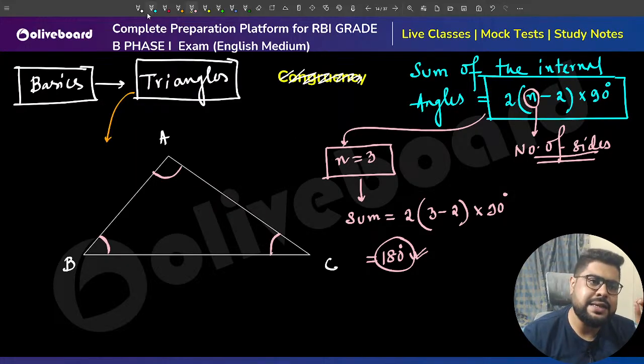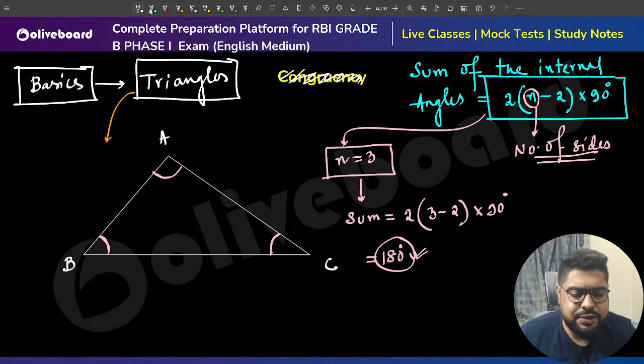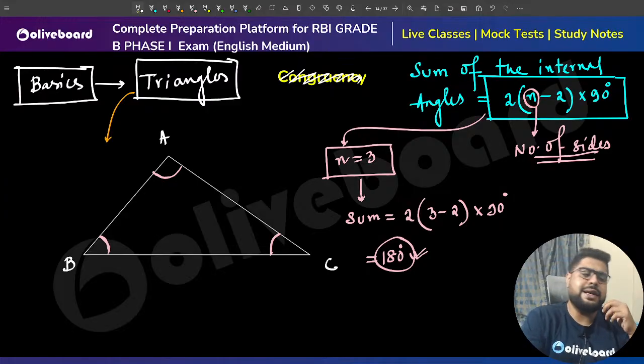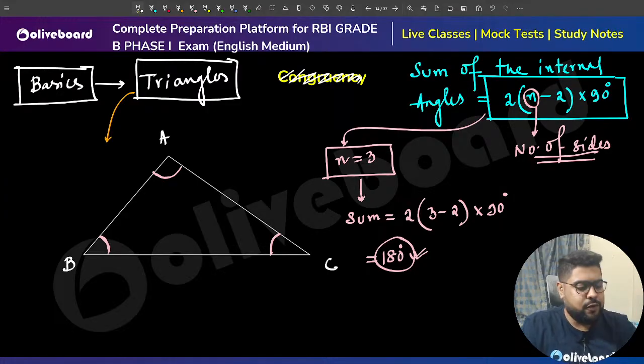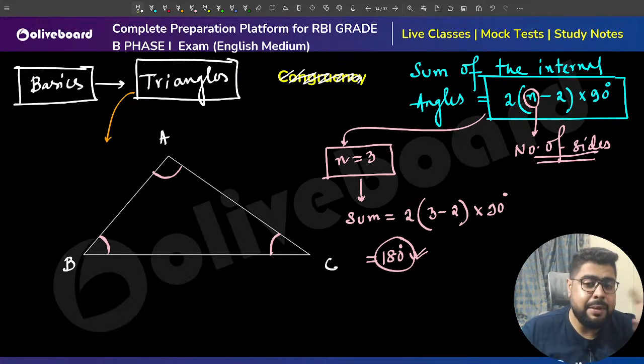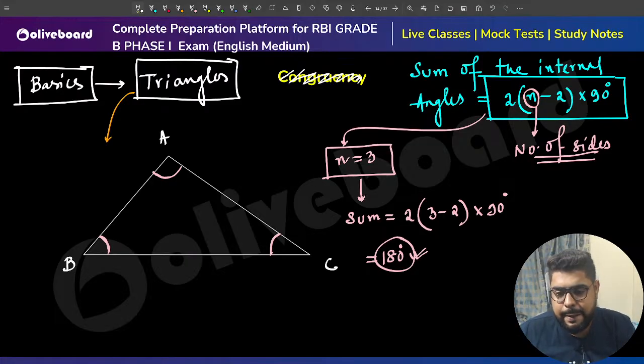Now this does not depend on whether the triangle is scalene, equilateral, isosceles, or what type of triangle it might be. It is always 180 degrees. Remember this. Very important. And one more thing that you need to know.